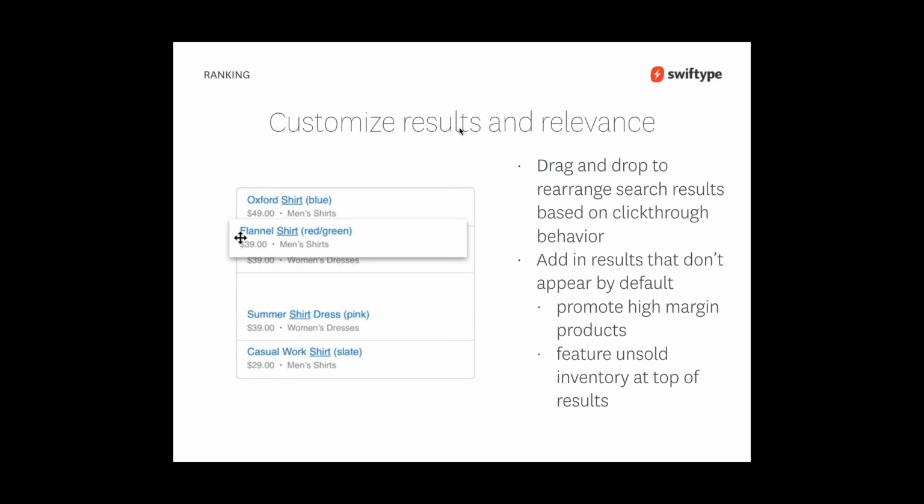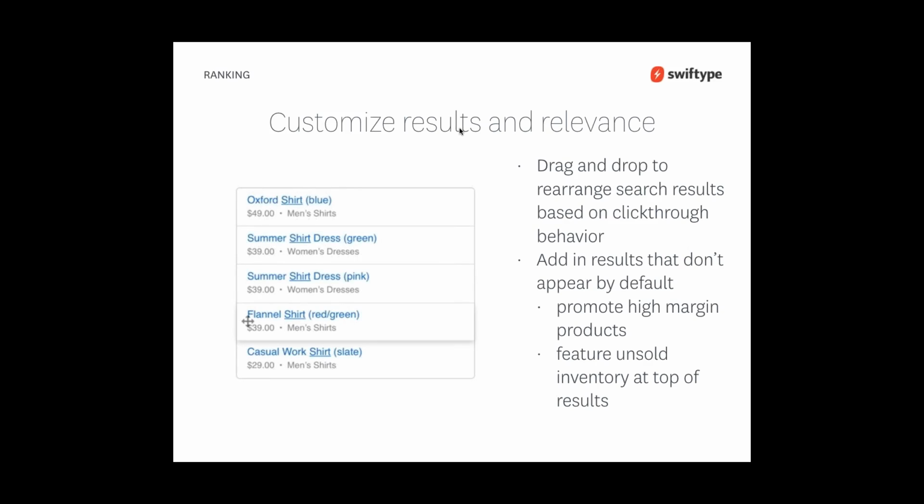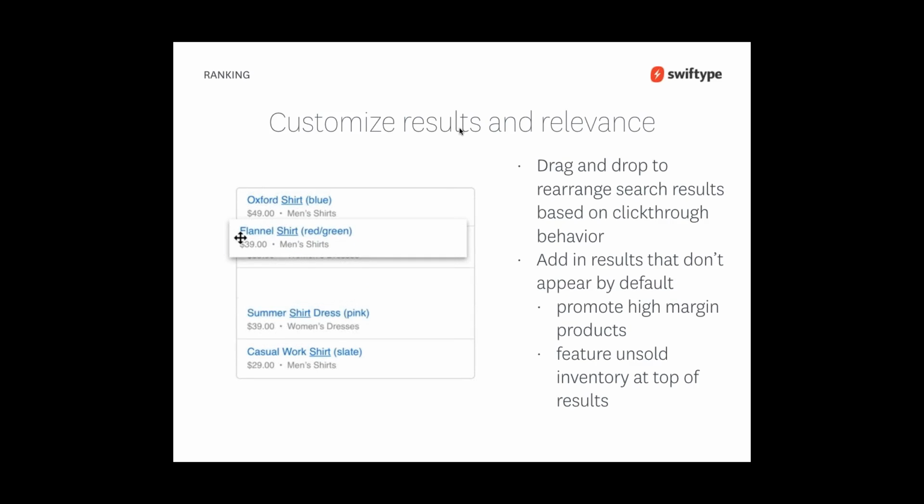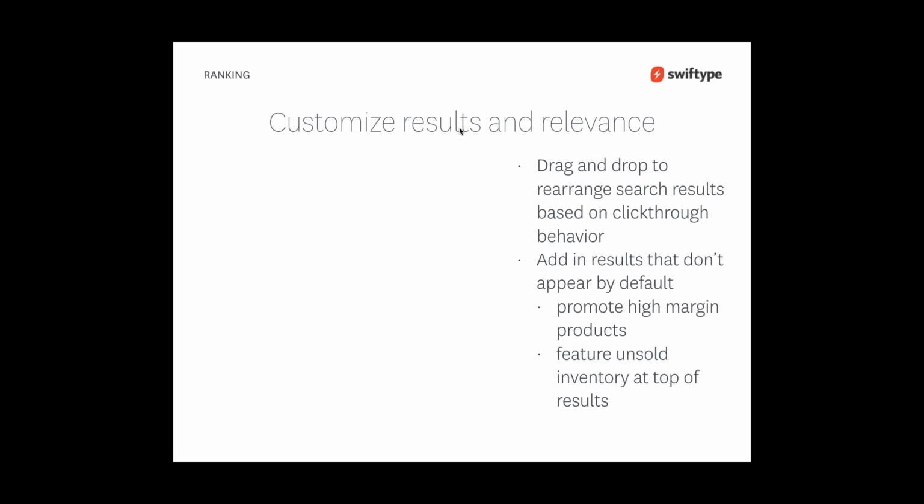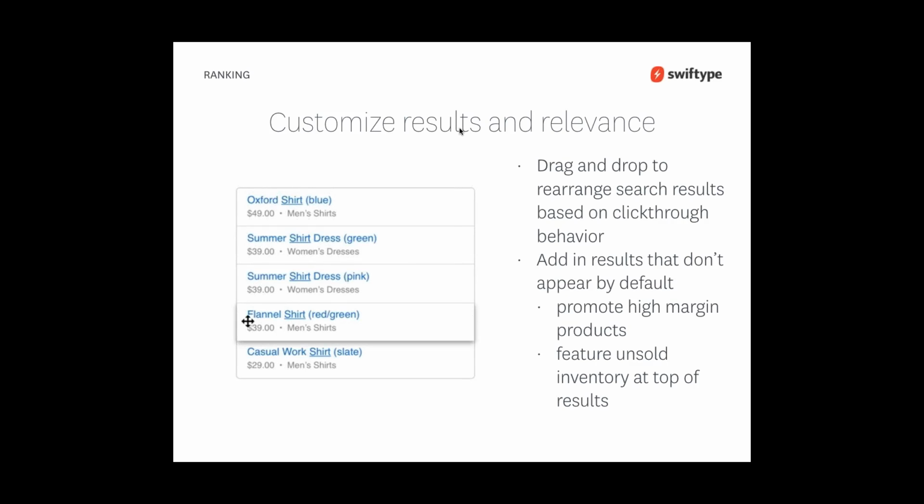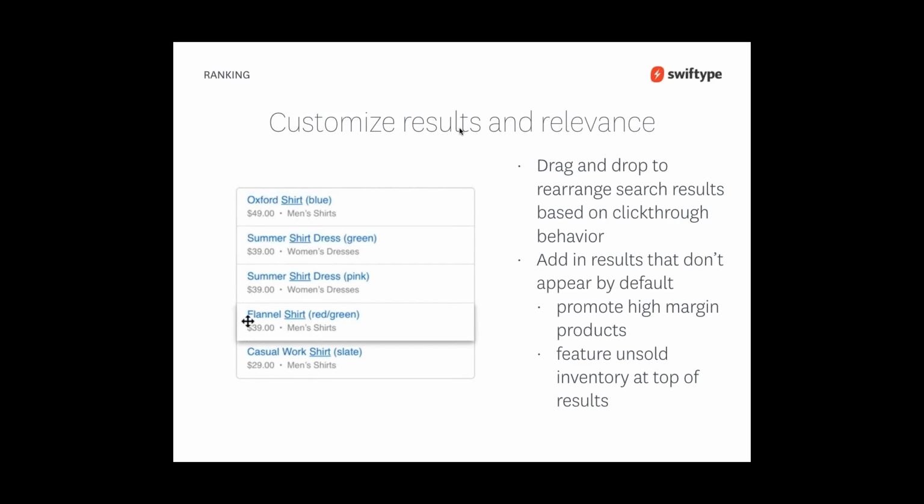So this is a way to customize results and relevancy. And you can use this in the SwiftType dashboard, which is what we call our custom results ranking. Basically what this allows you to do is to recreate any search query that any user would perform on the front end, and be able to pick and choose the results that are shown for that specific query. So you can add and remove search results. You can also click and drag search results, like you're seeing here with the flannel shirt going from the 4th position to the 2nd position.